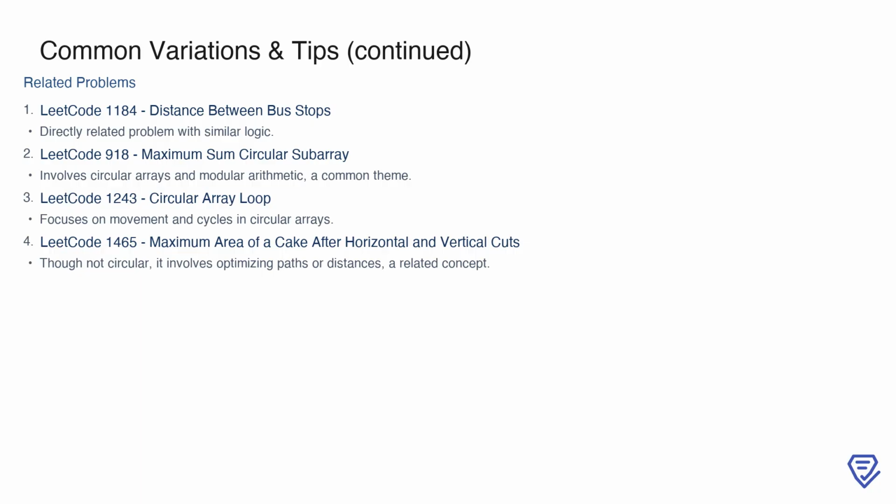Similarly, LeetCode 1243, Circular Array Loop, deals with cycles and movement within circular arrays, showcasing the importance of handling circular structures efficiently. Lastly, while LeetCode 1465, Maximum Area of a Piece of Cake After Horizontal and Vertical Cuts, doesn't involve circular routes, it shares the theme of optimizing distances or paths, which is a closely related concept. Familiarizing yourself with these problems can help you recognize patterns and improve your problem-solving skills across similar challenges.